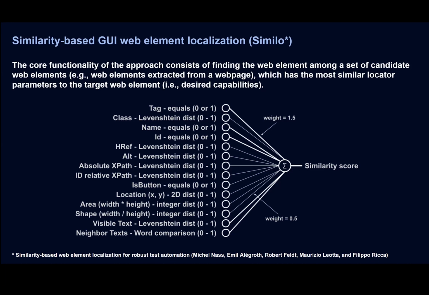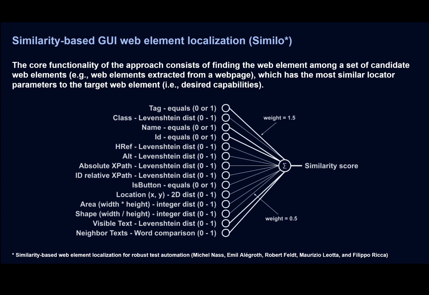In the case of the history button, that would be the correct one. So it compares, in this case, 14 different properties. And these ones we have selected based on experience. We have also selected ways to compare them. For example, the tag of 2 elements is compared by equals only. So it's a 1 or a 0.